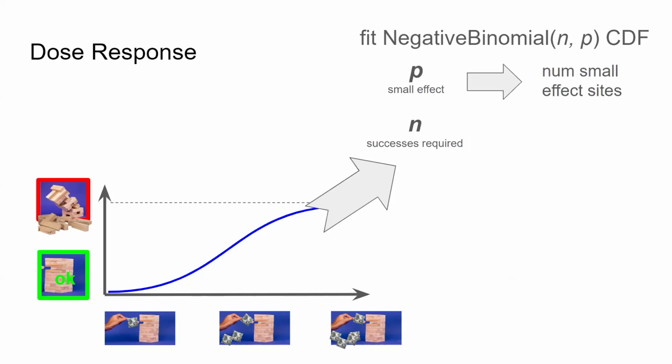And estimating P will tell us about the fraction of sites in our genome that are contributing small additive effects. And estimating N will tell us about how many of those effects we need to stack up in order to reach the threshold of detectability. So that will tell us about the effect size of individual sites.